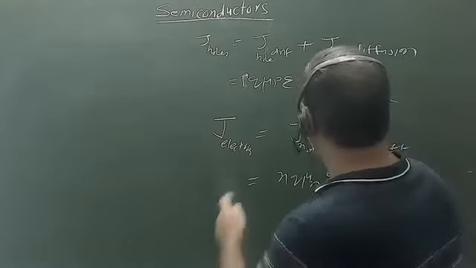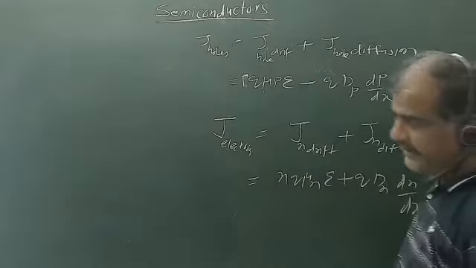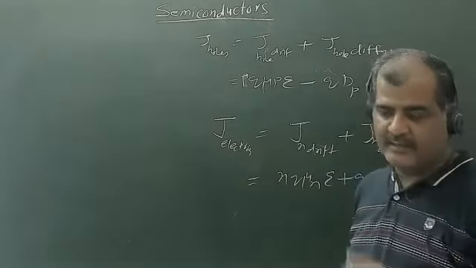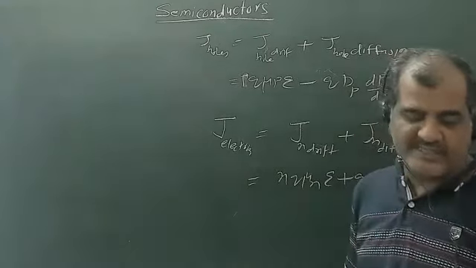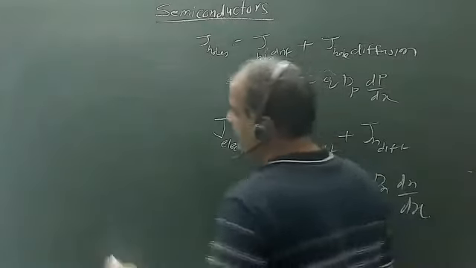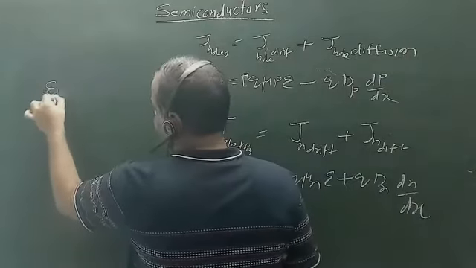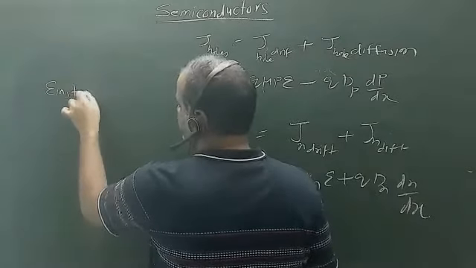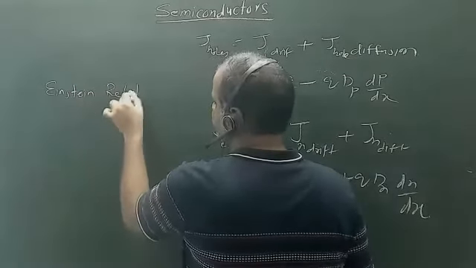Now this diffusion coefficient and your mobility, both are dependent on temperature, both are statistical parameters. So the relation between them is called the Einstein relation.